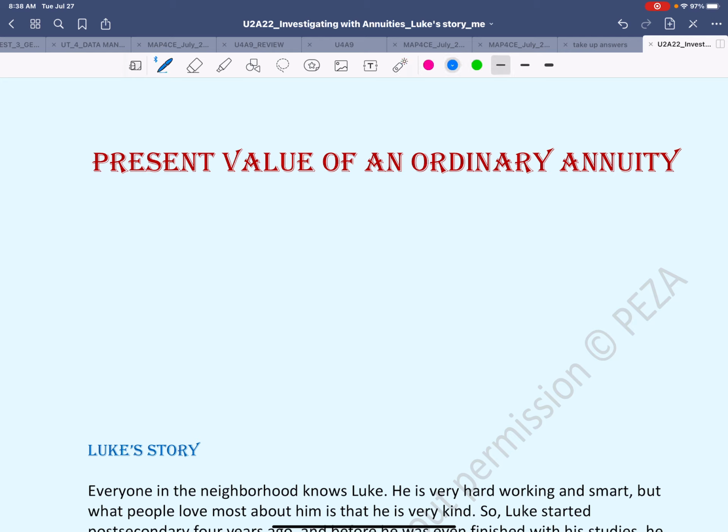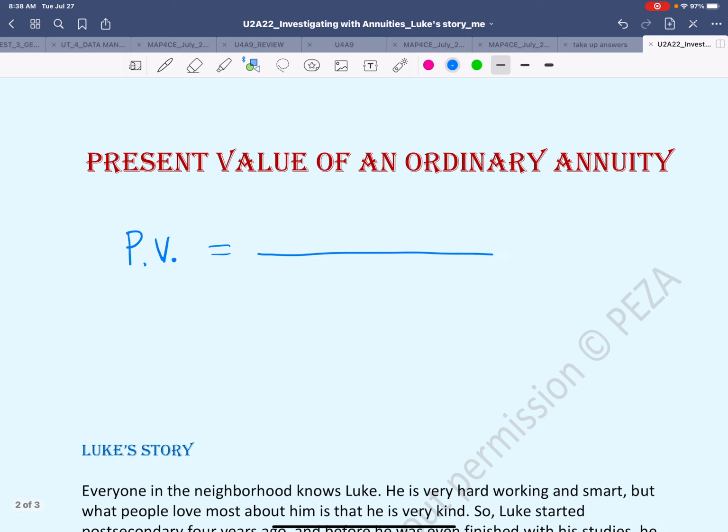This is what it looks like. PV, which stands for present value, equals, we build a big long fraction, and we start off with R. You've probably already guessed that R stands for regular payments. And then we're going to close the square bracket somewhere here. We have round brackets, we have minus. So we start off with 1 minus, and I bet you've seen this very often, 1 plus i to the power of n.